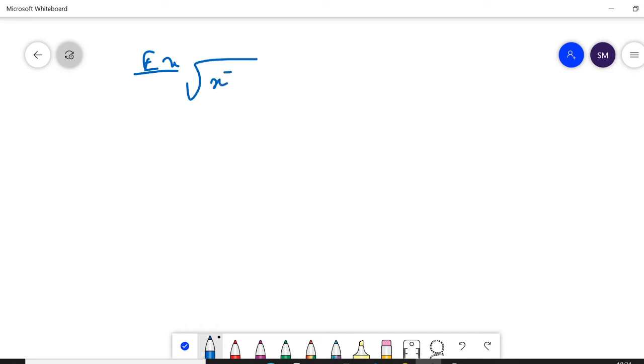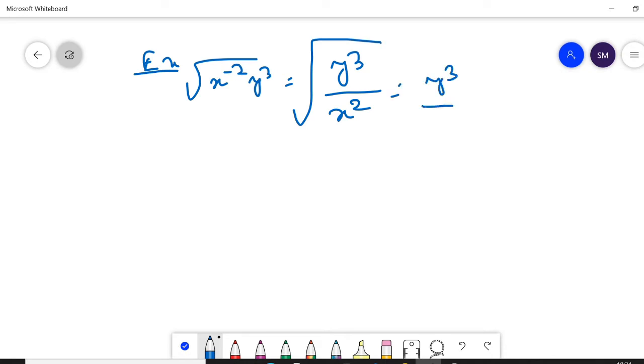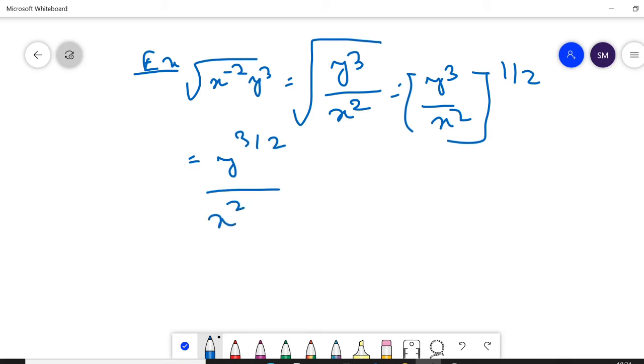Simplify x to the power minus 2, y to the power 3, whole square root. This can be written as y to the power 3, x negative exponent, then take it to the denominator and make the exponent positive. This is y cube upon x square, whole to the power half. Then it can be written as y to the power 3 into half, 3 by 2, x square into half.